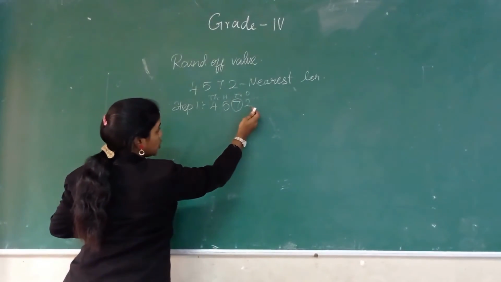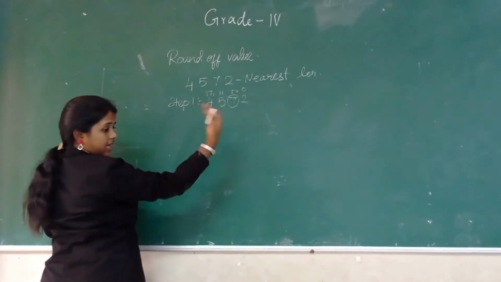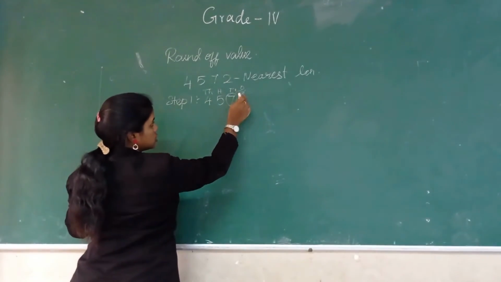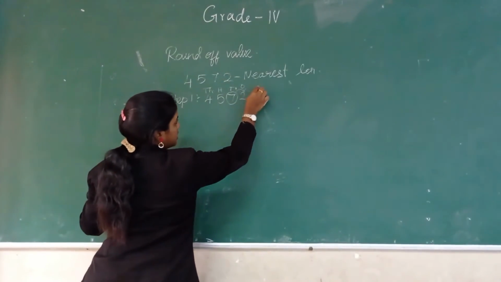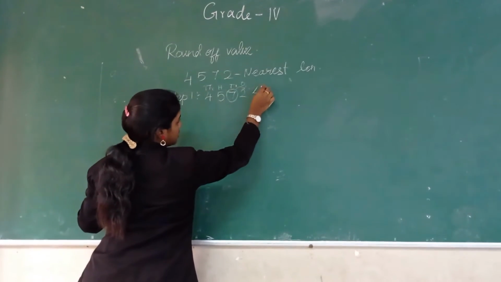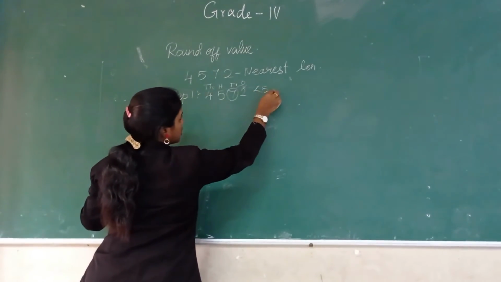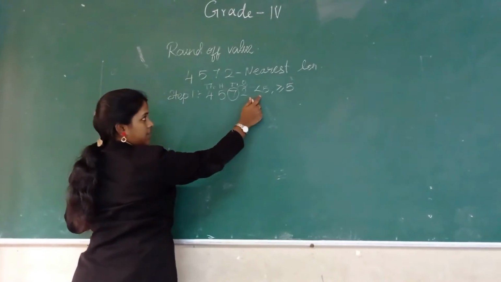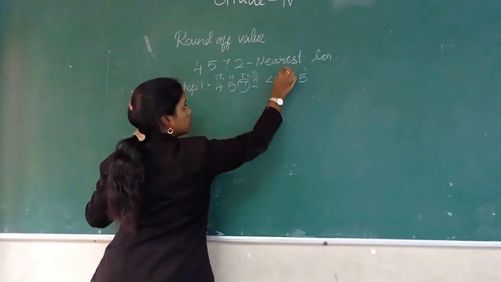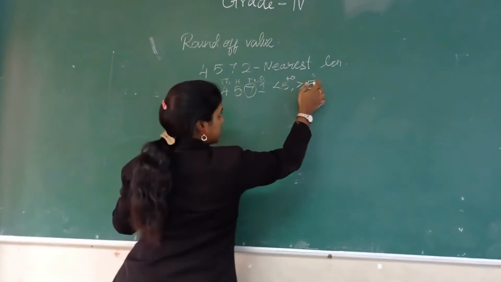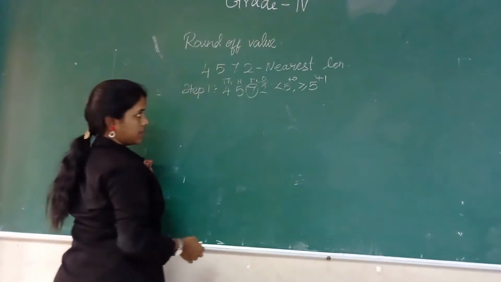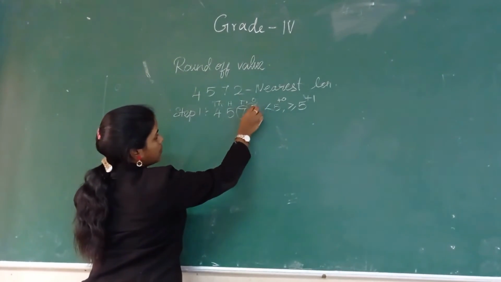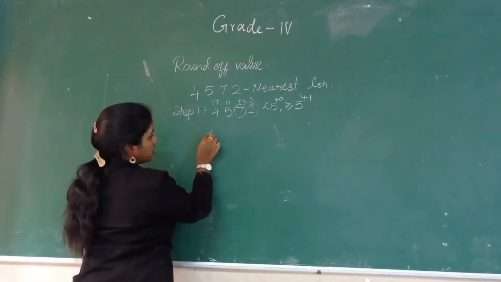So you have to look at the next digit, that is, the right side next digit of the 10. So what is the right side next digit? Just 2. So I have to see whether the 2 is less than 5, or greater than or equal to 5. If the number is less than 5, I have to add 0. If the number is greater than or equal to 5, I have to add 1 to the tens place. So now you see number 2 is less than 5. So what should I do now?